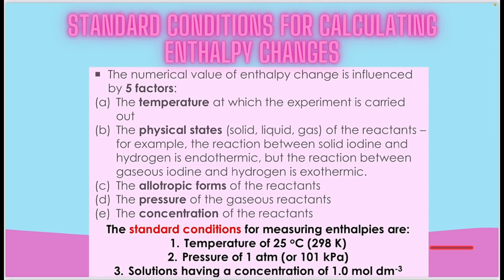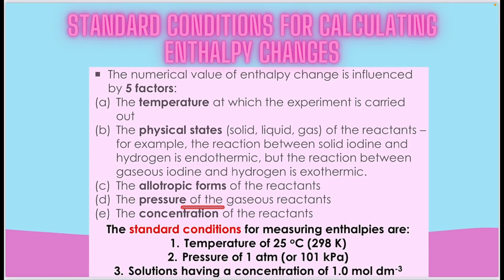For the standard condition for calculating enthalpy change, the numerical value of enthalpy change is influenced by 5 factors. First one, the temperature at which the experiment is carried out. Second one, physical state, solid, liquid, gas of the reactants. For example, the reaction between solid iodine and hydrogen is endothermic, but the reaction between gases, iodine and hydrogen, is exothermic. The third one, allotropic forms of the reactants.